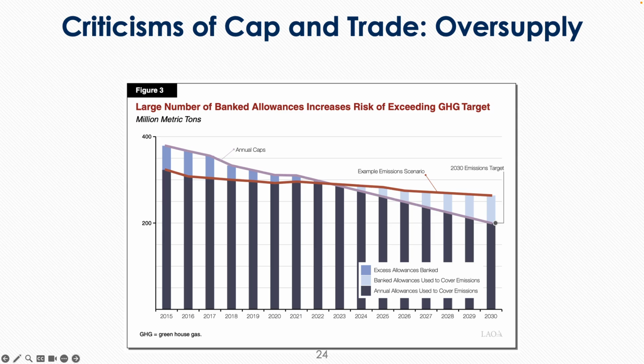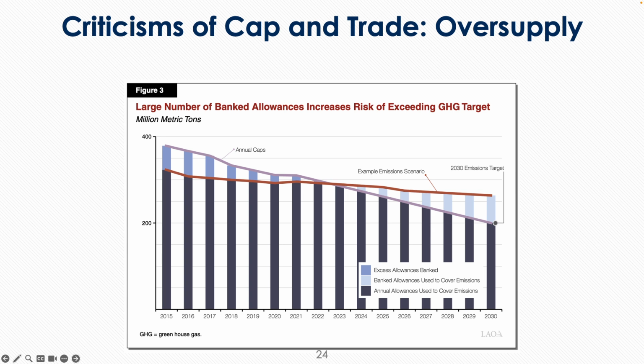Another criticism of cap and trade: oversupply. There's a large number of banked allowances. A lot of entities were taking the easy to meet targets and banking up allowances that they could then use to meet later targets. And so the emissions trajectory is going to look a little bit different. So here is a plot of what this looks like.